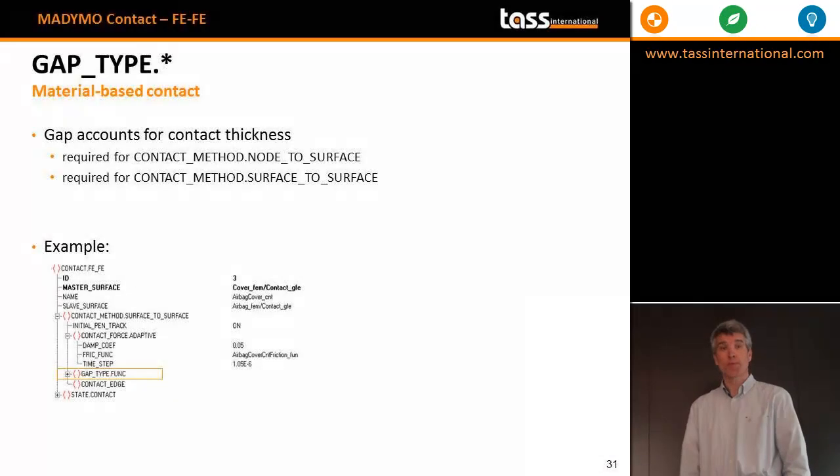The next and last slide is about the gap. As said, for node to surface har contacts, it's not recommended to use a gap. For material-based, it is recommended to use a gap. Several ways are possible. However, it's recommended to use the gap type func. As a user, you have to define the thickness. Keep this constant and do not let it change in time, because that basically means you're generating energy.